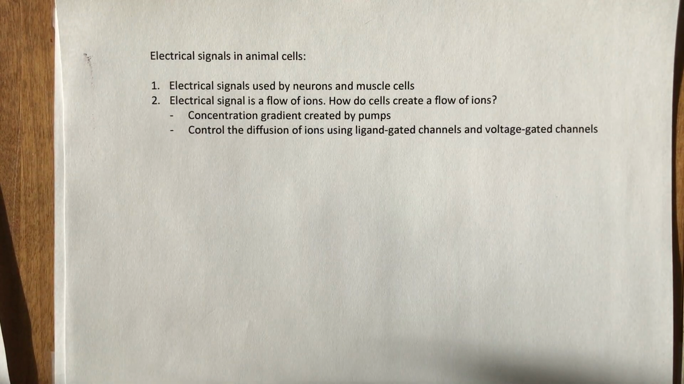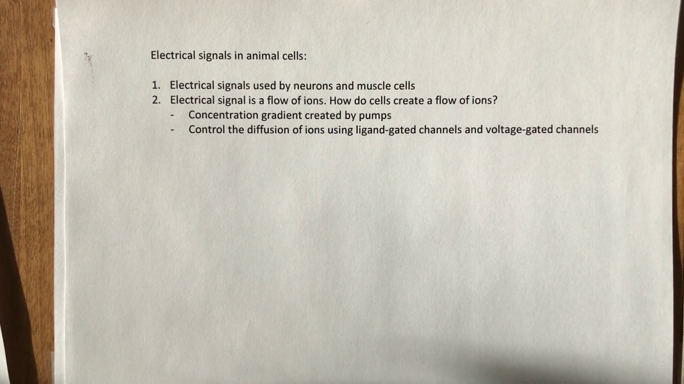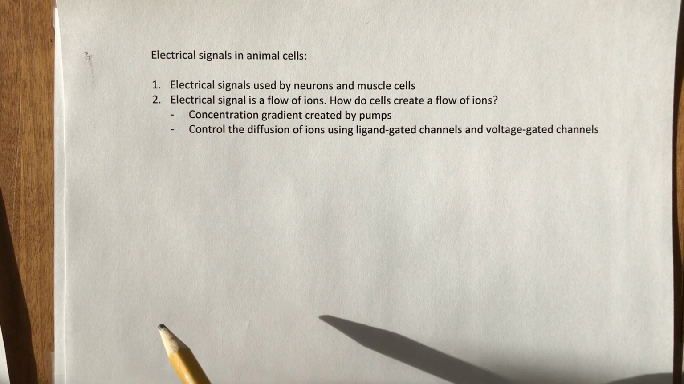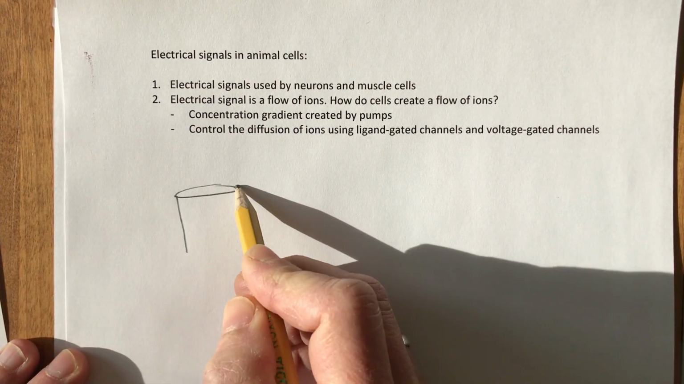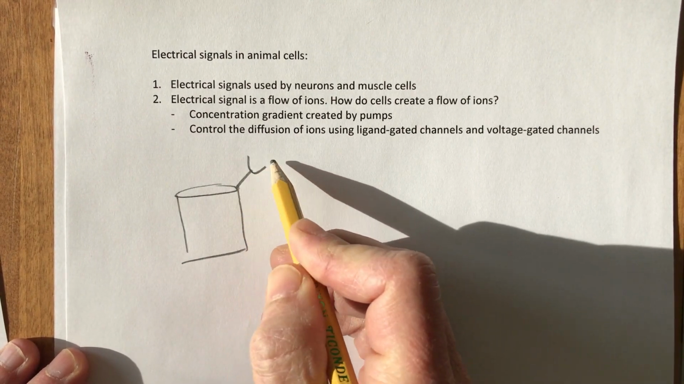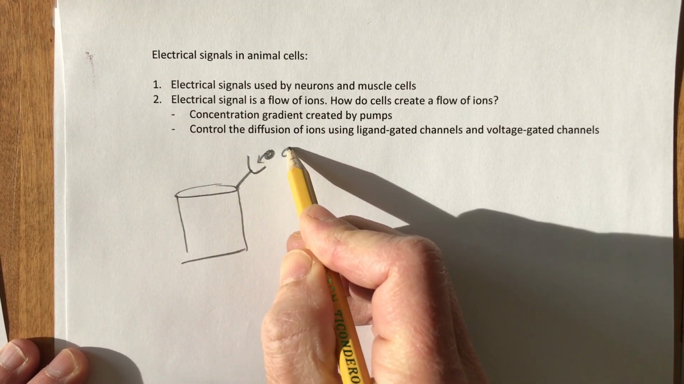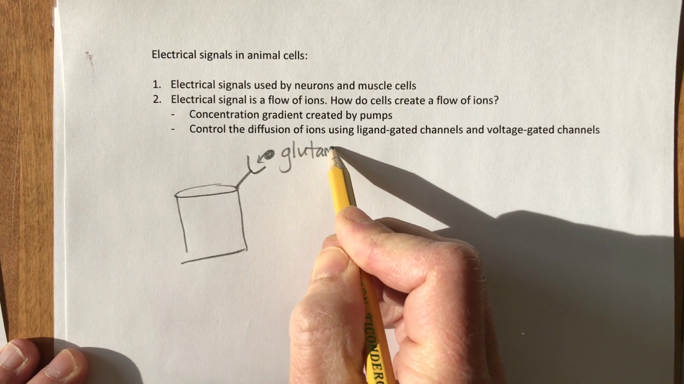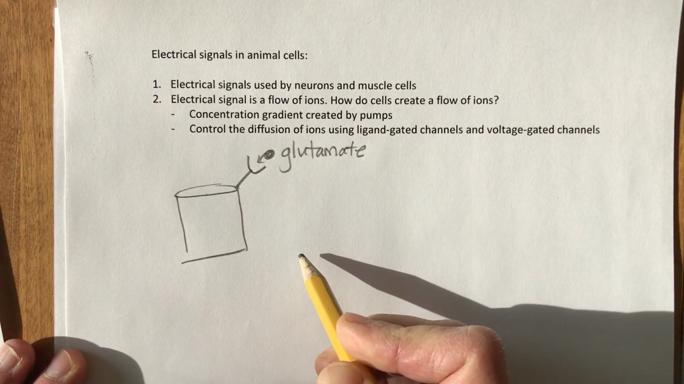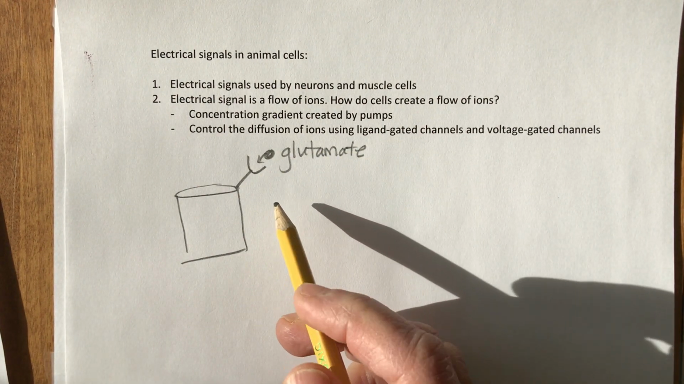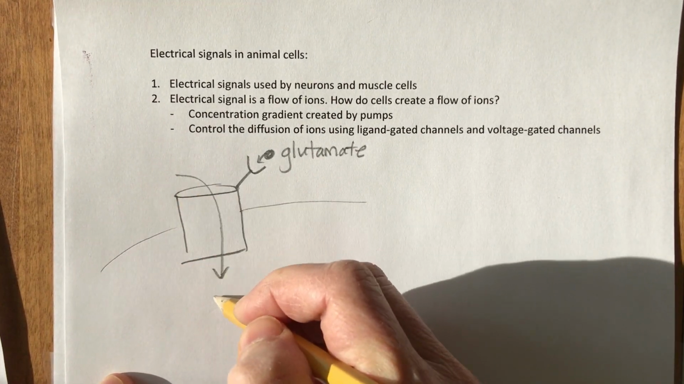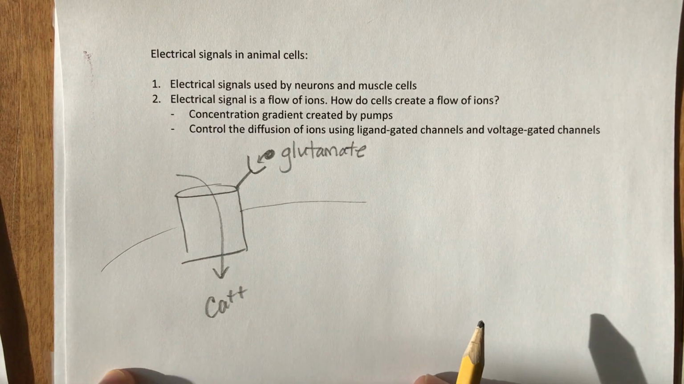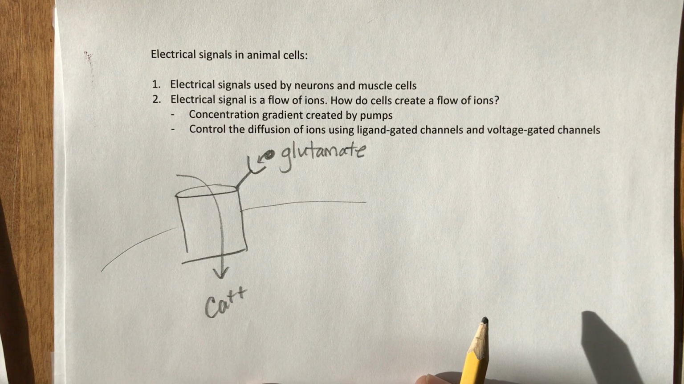We saw this in plants, remember? We saw ligand-gated channels that are activated by glutamate. And glutamate is a ligand, or a chemical that binds with a receptor and opens a channel, and we saw calcium ions flow through that channel down calcium concentration gradients.